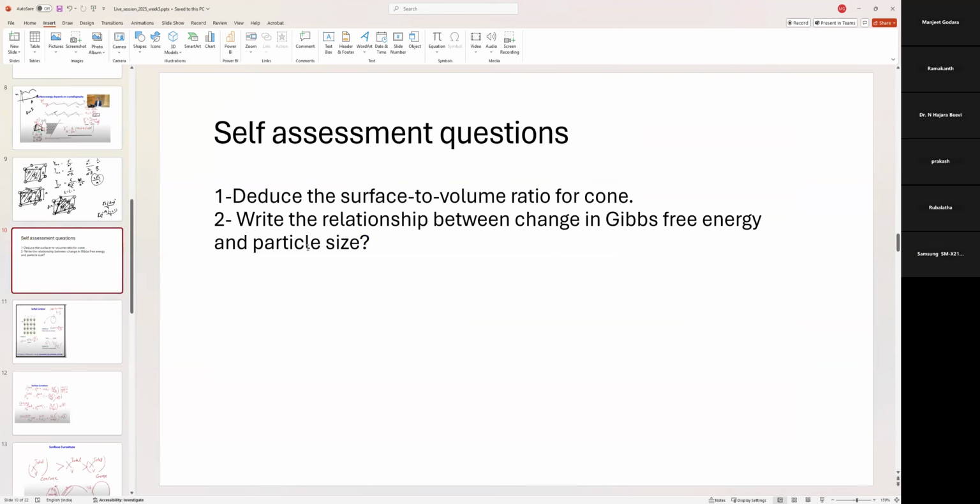The question is how to reduce the volume to surface. I think this will be covered in the next two lectures. We can reduce this first. Surface to volume ratio for a cone.